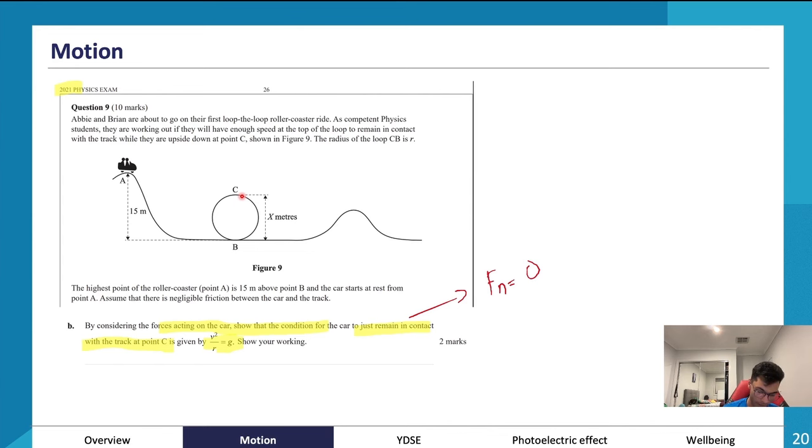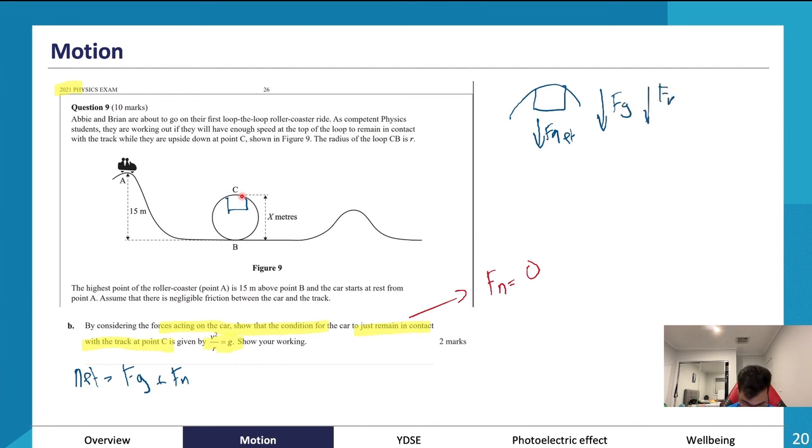So at point C, we know the net force is equal to, since the car is going to be here, the force of gravity plus the normal force. The reason we're adding both of them is because at this position the net force is downwards, so let's assume that is positive. We know the gravitational force is also downwards, and the normal force is also downwards. So if you sum up everything, the net force is just the gravitational plus the normal force.